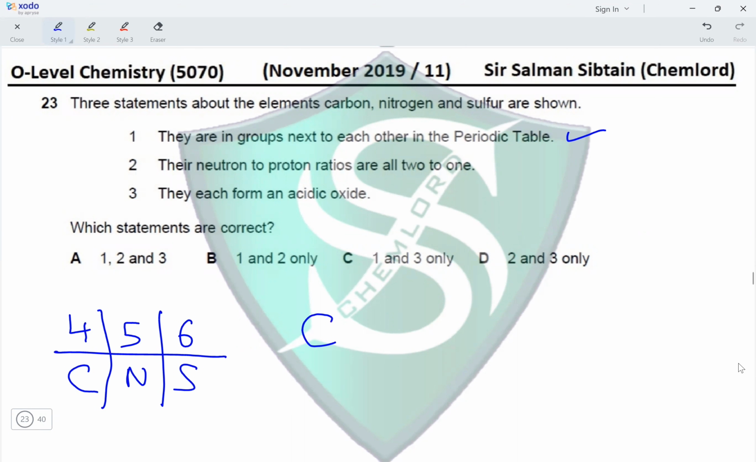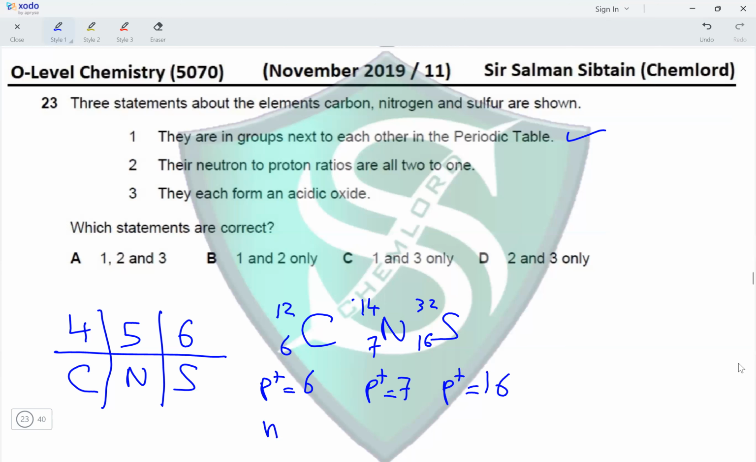Carbon has a nucleon number of 12 and a proton number of 6. Nitrogen has a nucleon number of 14 and a proton number of 7. And sulfur has a nucleon number of 32 and a proton number of 16. So carbon contains 6 protons, nitrogen contains 7 protons, and sulfur contains 16 protons. Now, proton to neutron, not nucleon ratio.